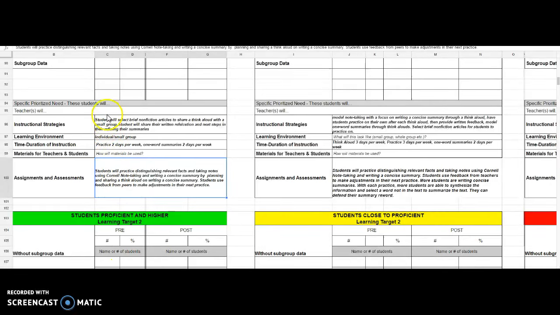Note here that this particular building did not note teachers and students material. That is okay. Sometimes if we note that, it may be embedded in some of these other areas. But we do need to try to address these 4 pieces here.